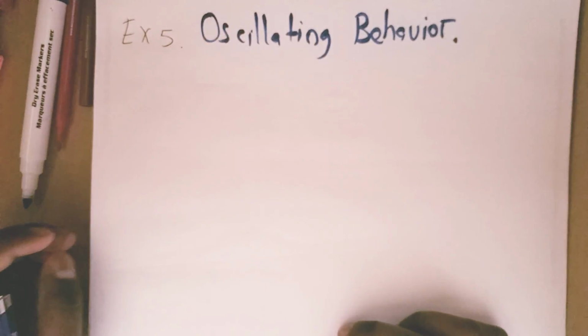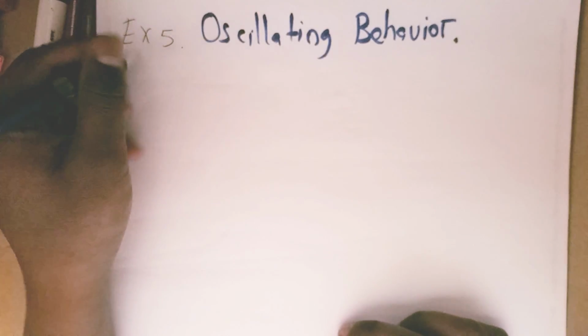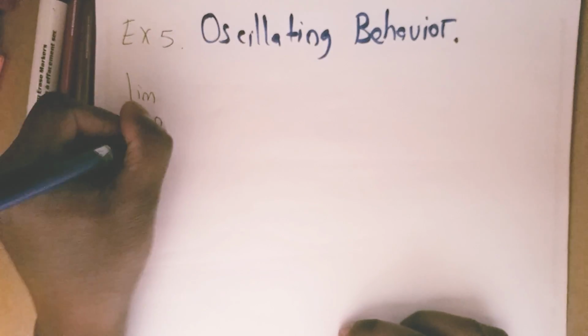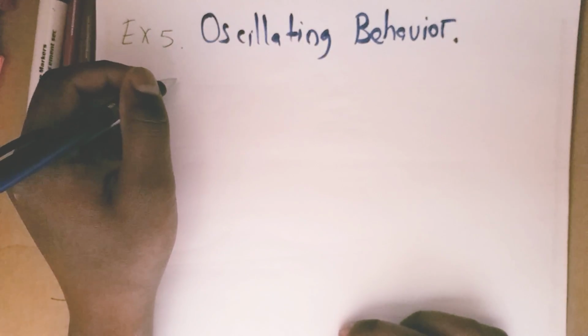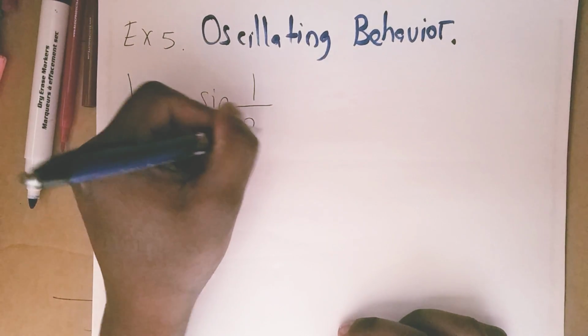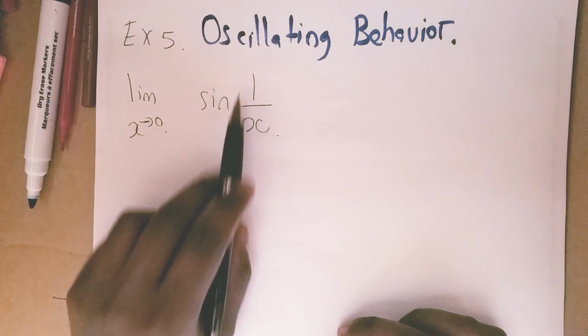So I'm going to do example 5, oscillating behavior. Let's say you have a function where you find the limit as x approaches 0 for the function sine of 1 over x. For this function, find the limit as x approaches 0 for the sine function 1 over x.